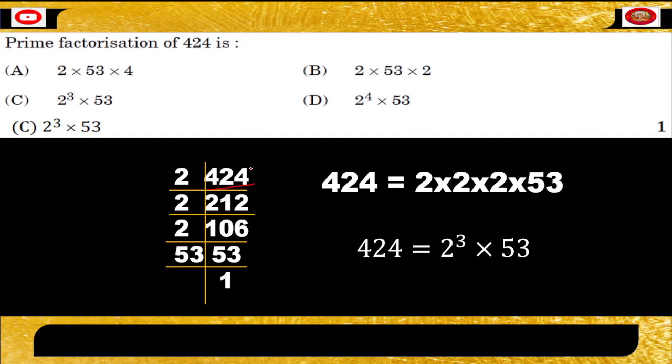That means 424. 4 is even, so it comes in the 2 table. 2 twos are 4. 2 ones are 2. 2 twos are 4. Next, 2 ones are 2. 1 is not in the 2 table, so here we write 0. Then 1 becomes 12. 2 sixes are 12. Next, 2 fives are 10. 2 threes are 6. 53 is a prime number. Therefore 53 ones are 53. 424 is written as 2 into 2 into 2 into 53. That means 424 is equal to 2 raised to 3 into 53. That means option C is the right answer.